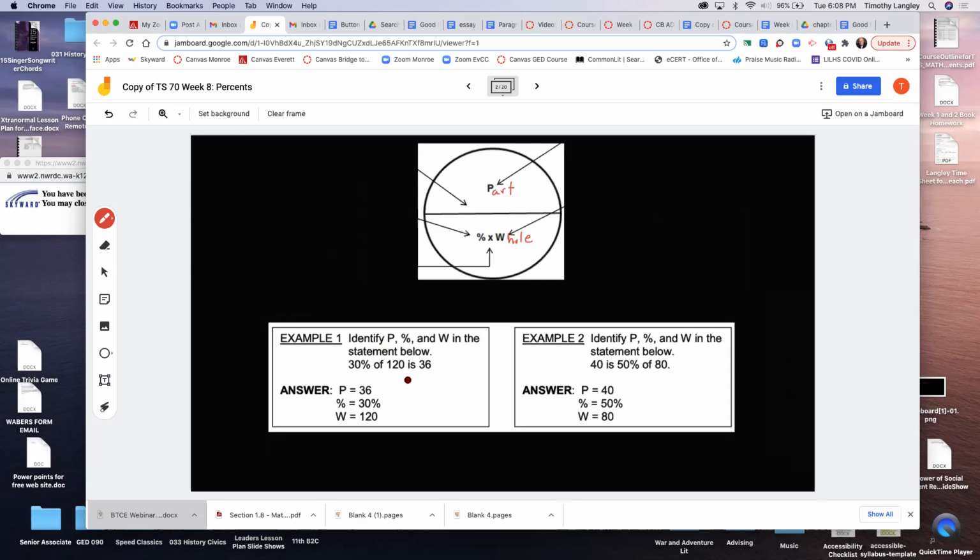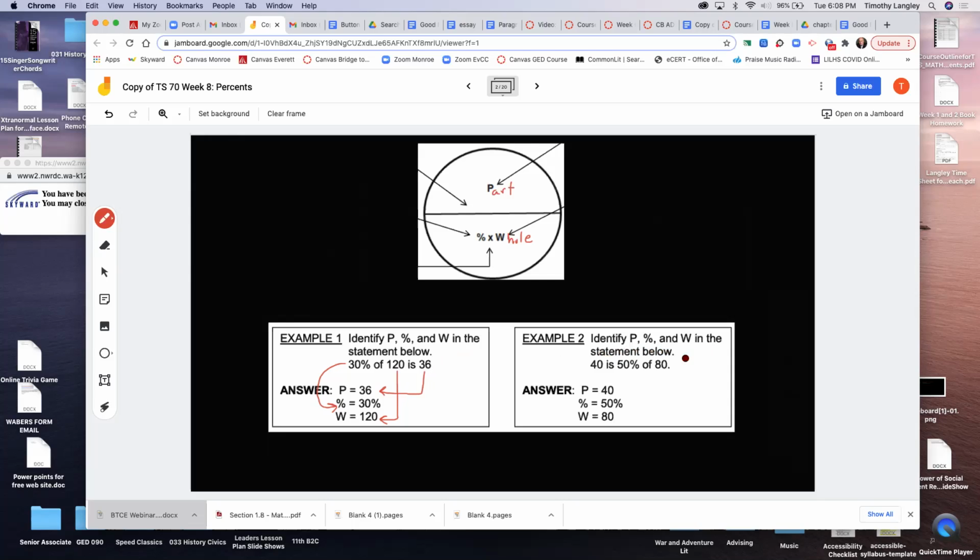Okay. All right. So the percent in the thing is right here. Okay. It gives 30% of 120. 120 is the whole. Okay. That's the whole here. Okay. And 36 is the part. Okay. So that's the part. Those are the pieces.